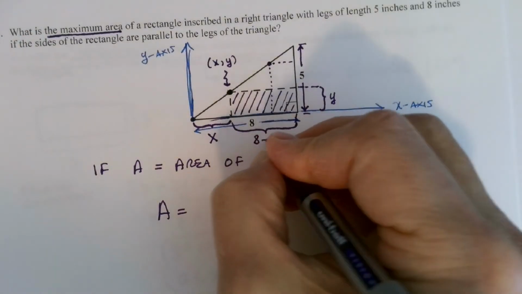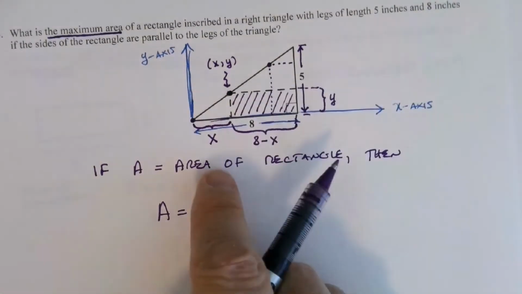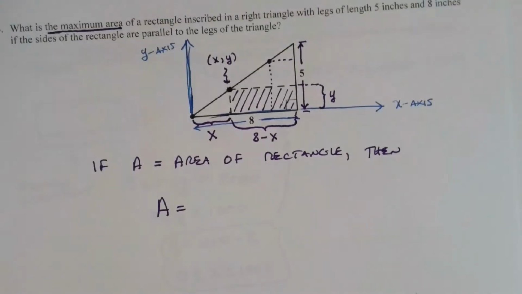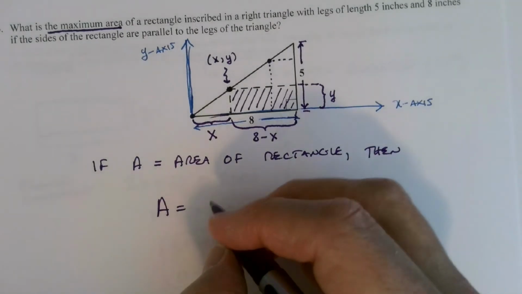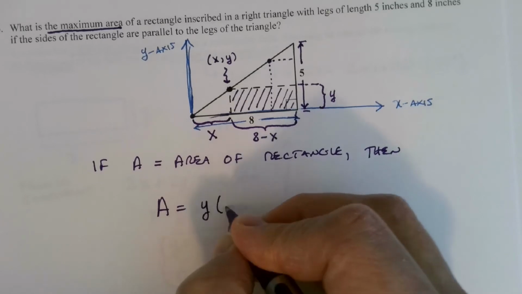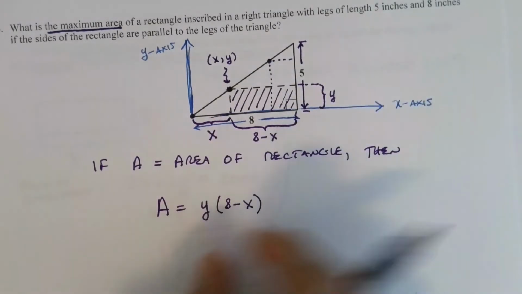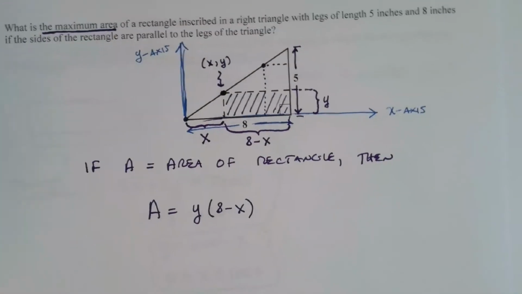This has to be 8 take away x, right? 8 take away x is what we have left over. So x plus 8 minus x is 8. And so the area is y times 8 minus x. Right? The height times the base. The base times height, it doesn't matter the way we multiply them. There it is. There's my area.